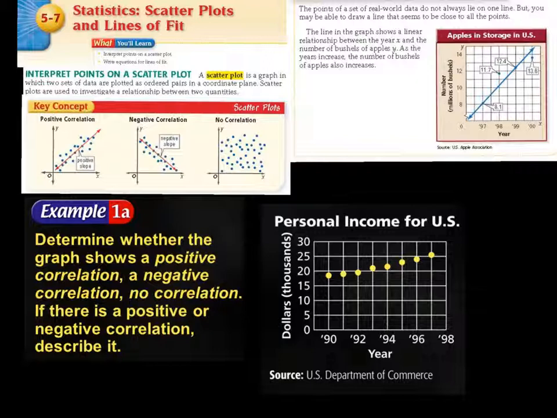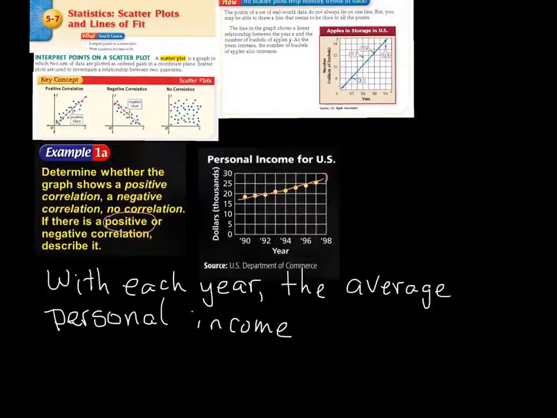Determine whether the graph of personal income for U.S. citizens shows a positive correlation, negative correlation, or no correlation. If there is a positive or negative correlation, describe it. Well, it sure looks like it's going up. Not real fast, but still it's going up. So that would be a positive correlation. And then we're supposed to describe it. So we could say with each year, the average personal income increased.